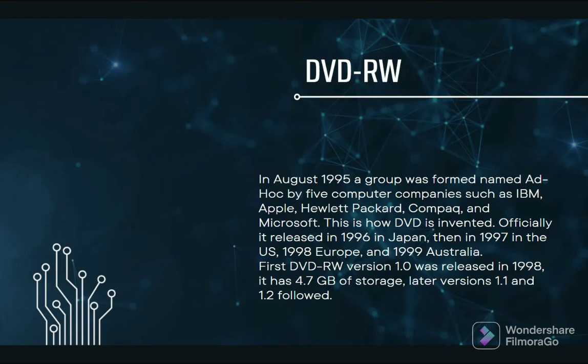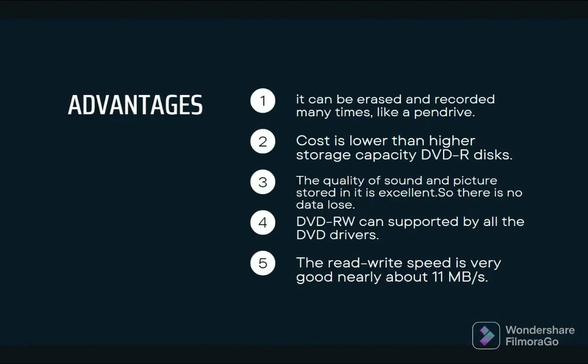It is a part of optical storage device, and it can store any kind of digital data such as video, audio, images, multimedia programs, or any other software, and there is no restriction in a file format. Data are read and written to this disk by a laser nearly about 1,000 times. Some advantages of DVD-RW: it can be erased and recorded many times like a pen drive.